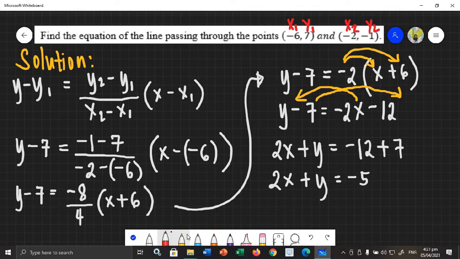Now, this equation is already in standard form of linear equation. Ito yung standard form ng linear equation, di ba? So, kung napapansin nyo, same na sila ng form. Okay? Therefore, that is now your answer. Wala na tayong problem kasi hindi naman negative yung coefficient ni x. So, therefore, this is now your answer.